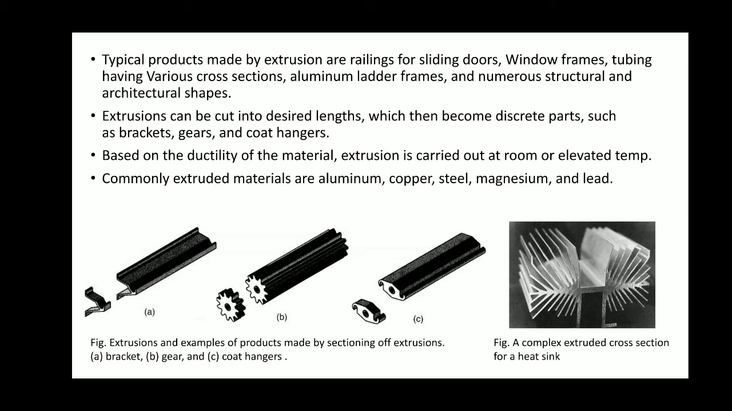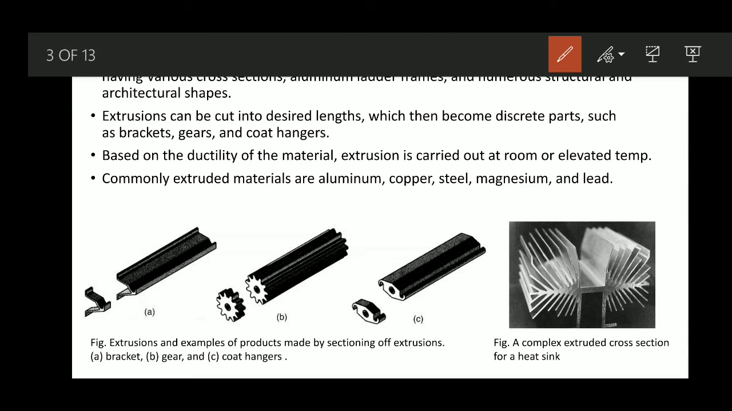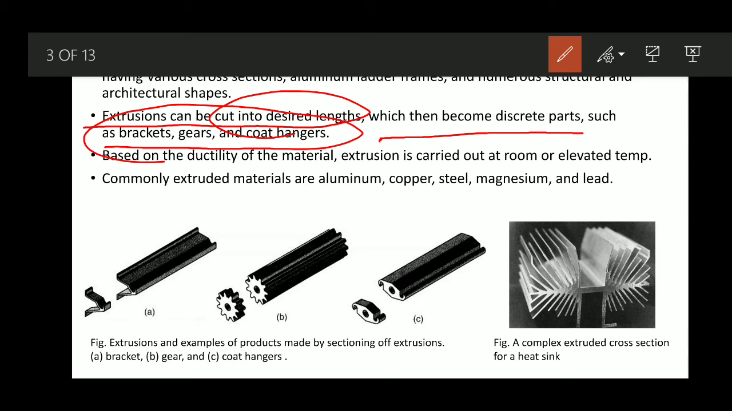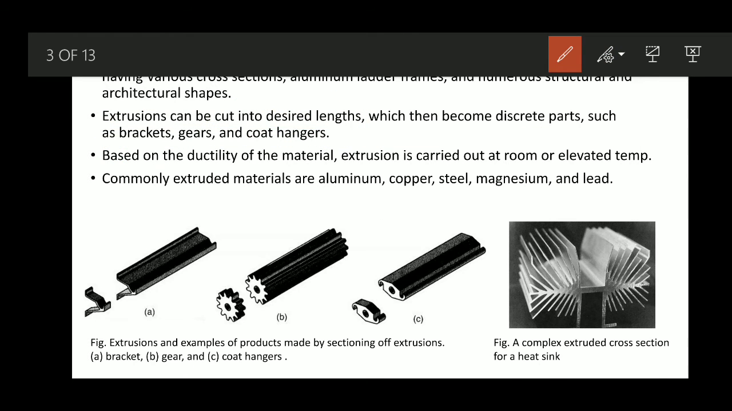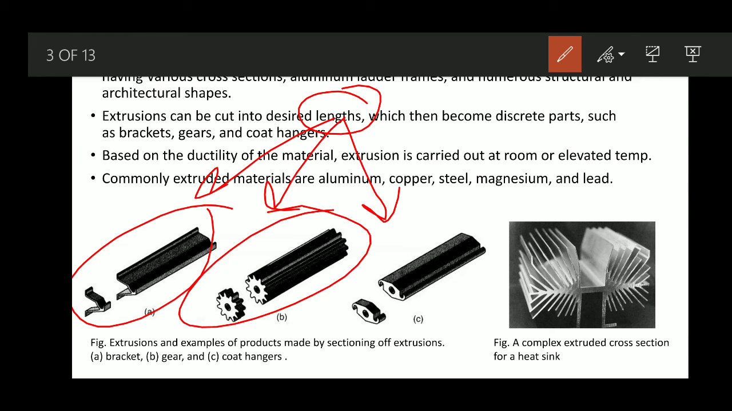And there is another possibility, which is generally done: the extruded part can be cut into the desired length. Then each single cut part becomes a discrete part. Examples are brackets, gears, and coat hangers, which you can very easily manufacture with the help of this extrusion process. Throughout the length, you will have the same cross section, whatever is required, and later, depending on the length you require, you can cut it. So you can see the brackets, gears, and coat hangers being manufactured by the extrusion process.